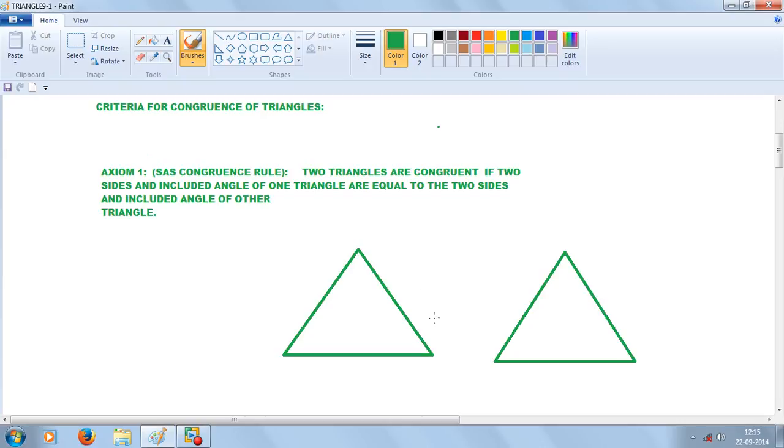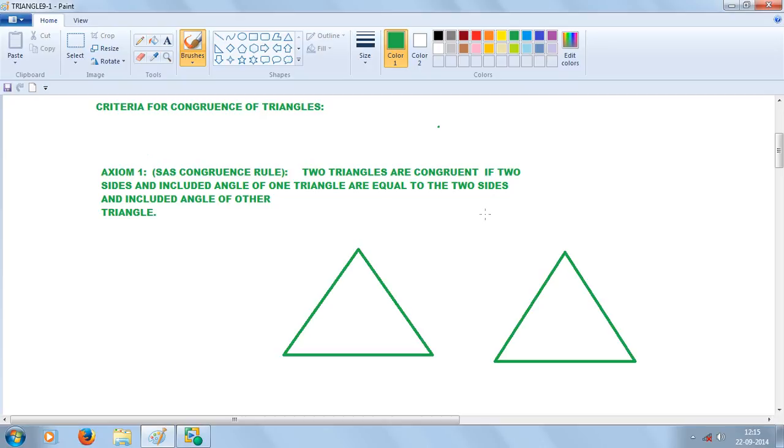The first axiom is the SAS congruence rule. It is called the side angle side congruence rule. Two triangles are congruent if two sides and the included angle of one of the triangles are equal to the two sides and included angle of the other triangle.